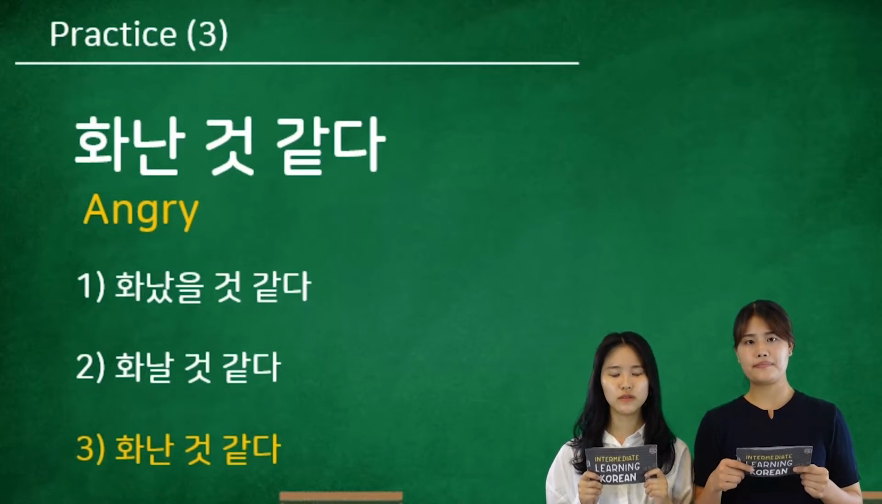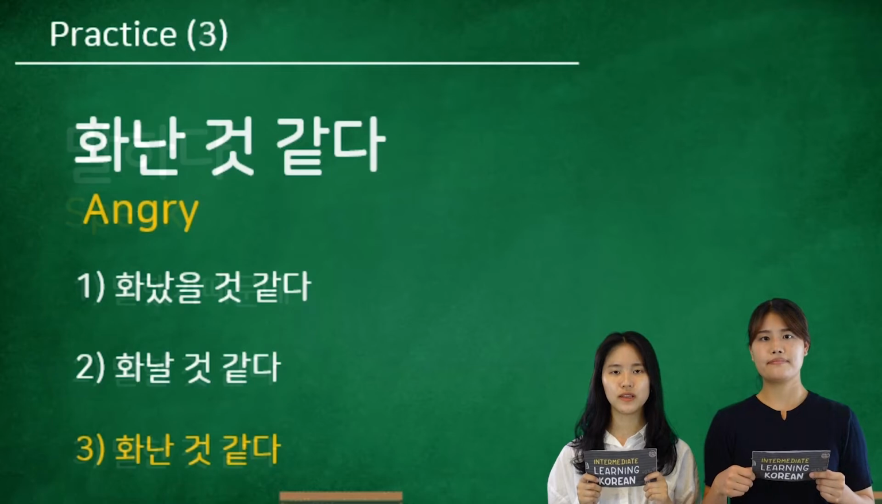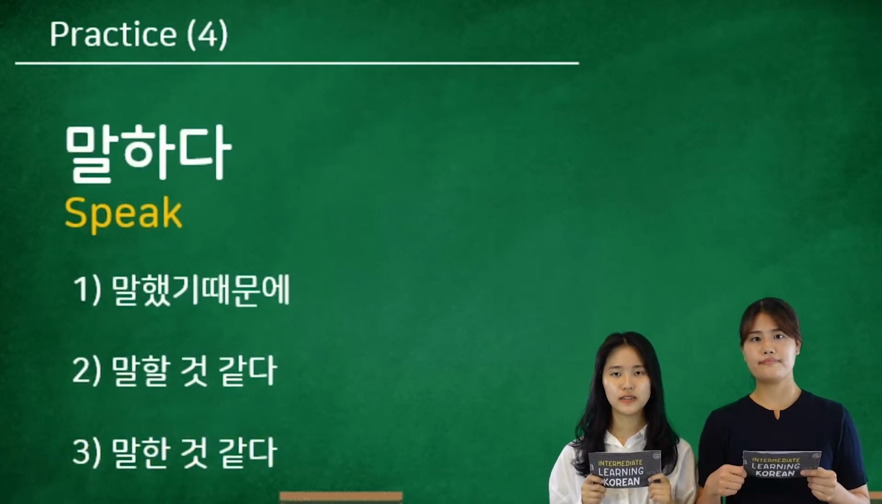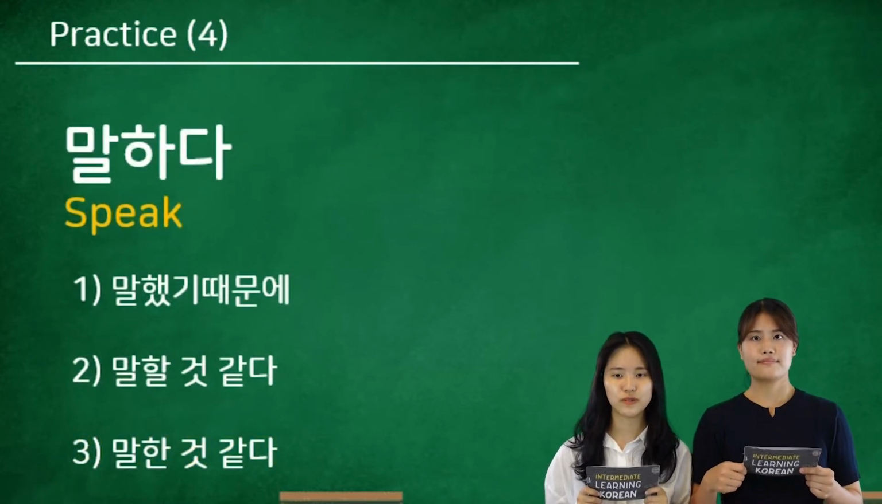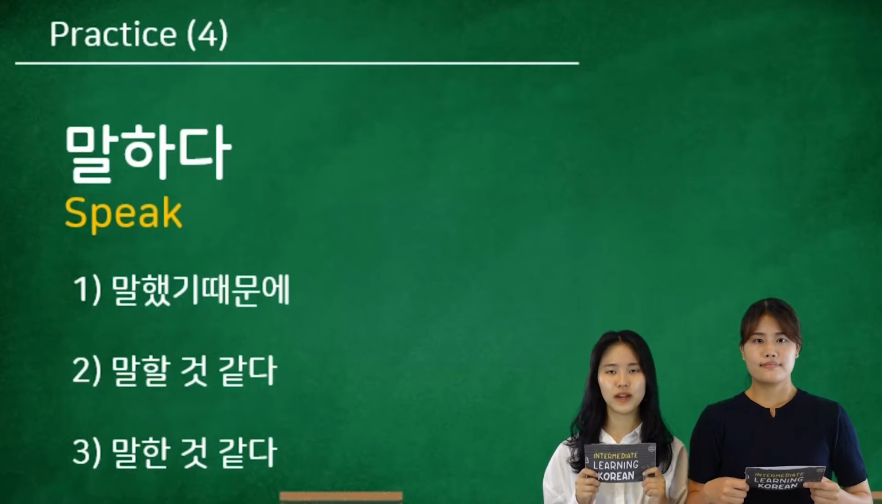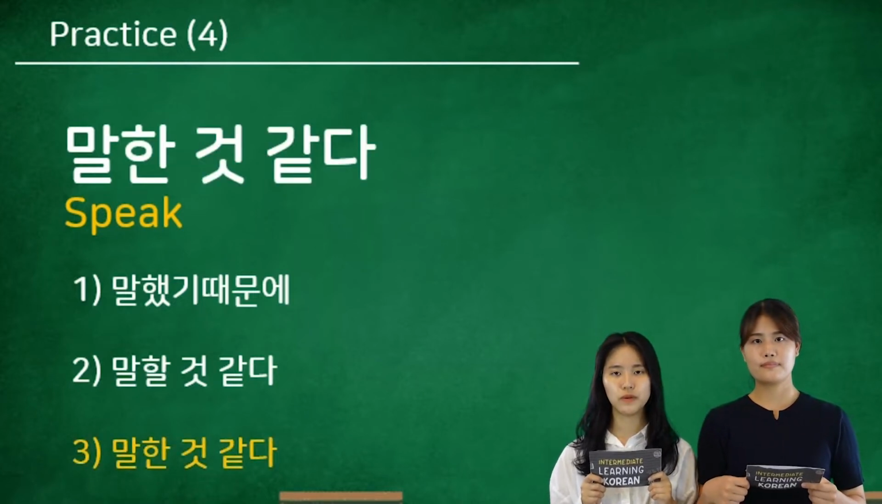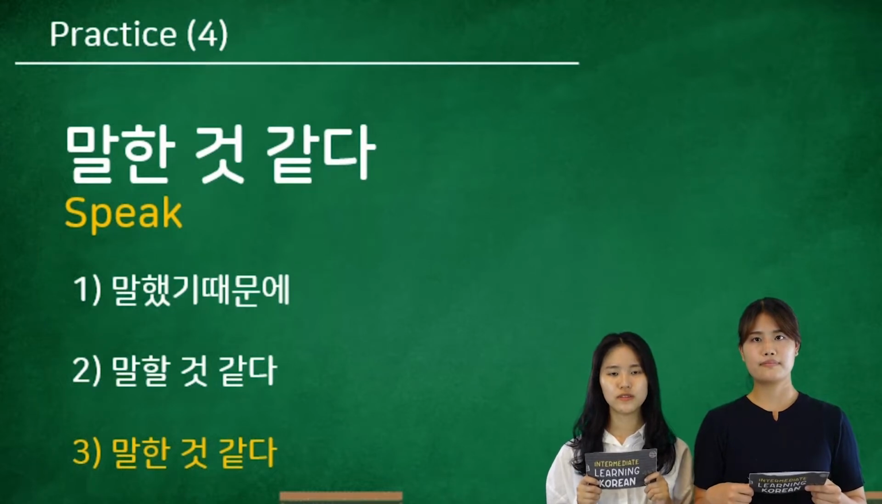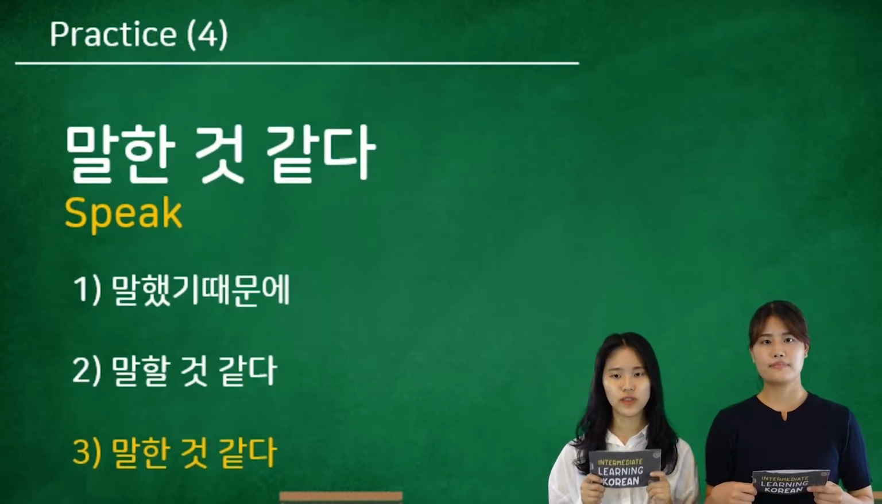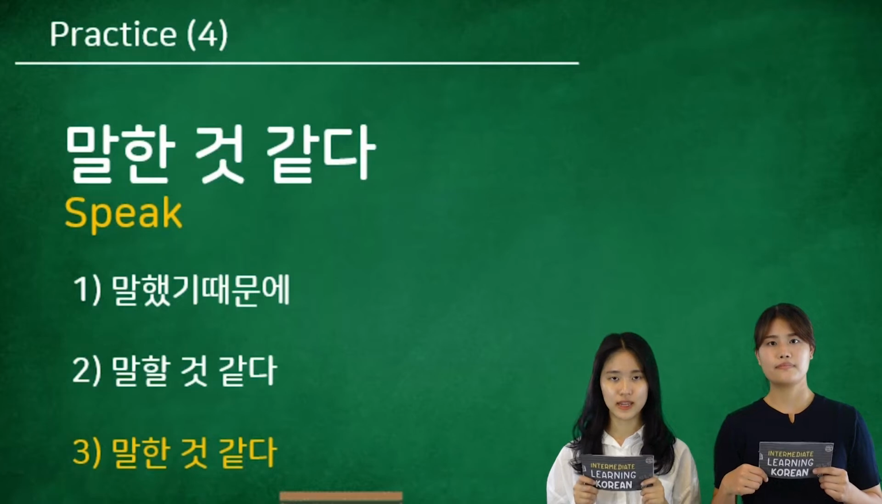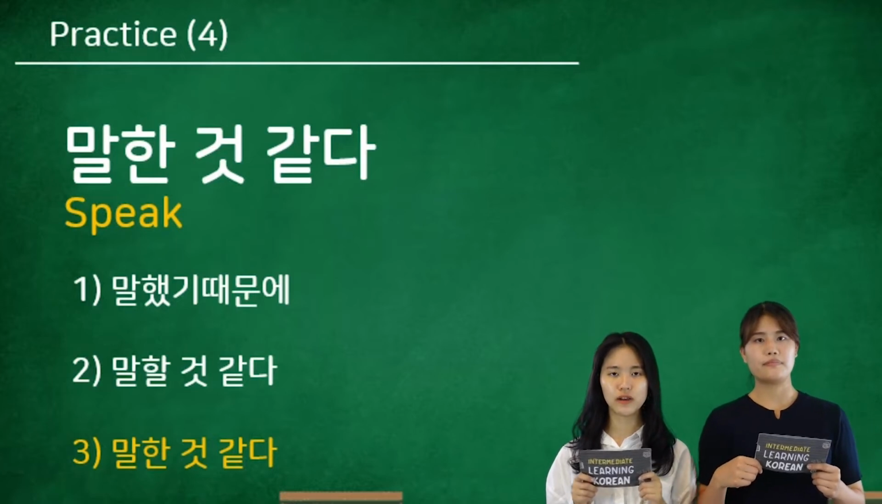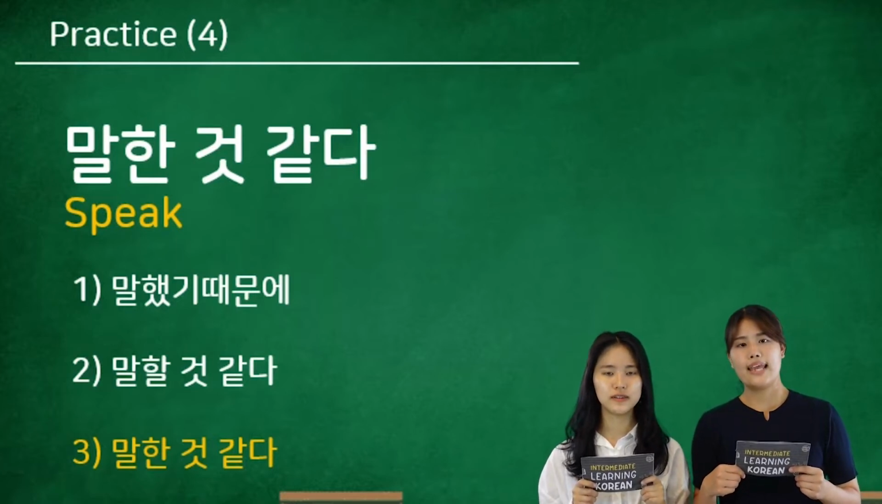Yes, next one. 말하다. How can you change 말하다? Yes, correct. The answer is 말한 것 같다. If you remove 다 from the verb 말하다, there is no final consonant. So we can use 니은 것 같다. Then it becomes 말한 것 같다.